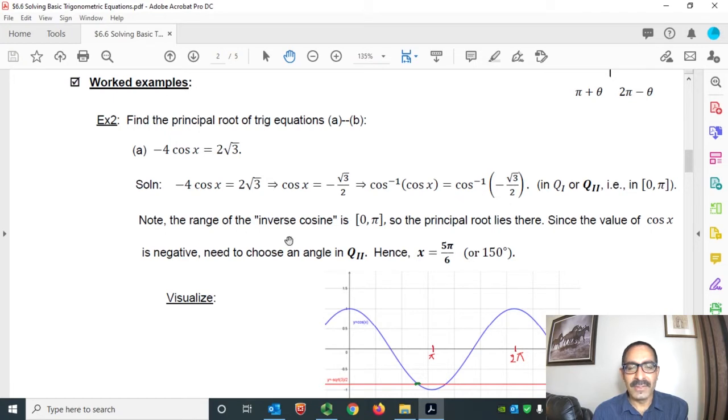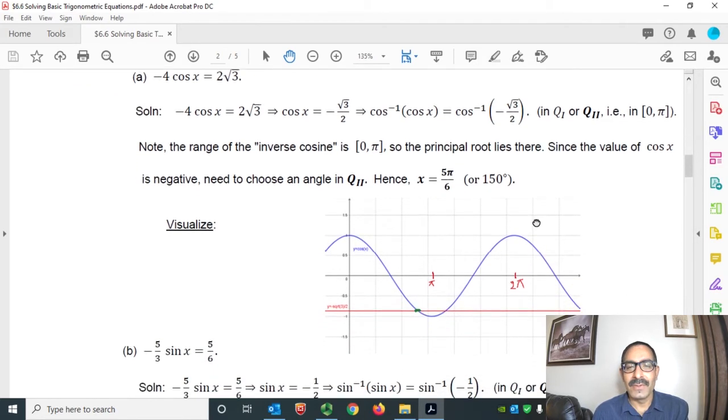Note, the range of the inverse cosine is 0 to pi, so the principal root lies there. Since the value of cosine x is negative, we need to choose an angle in the second quadrant, hence x equals 5 pi over 6, or 150 degrees. Let me visualize.